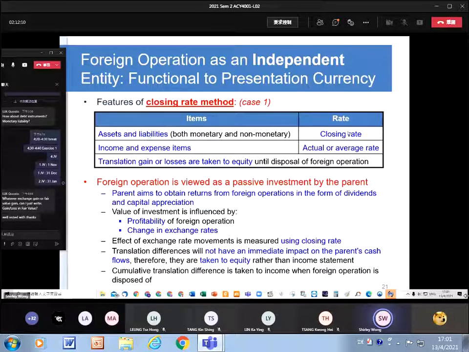Assets and liabilities, use the closing rate. Income and expenses, use the actual rate and average rate. Translation gain or loss, put it under equity.